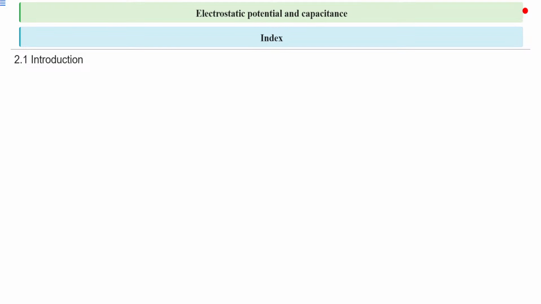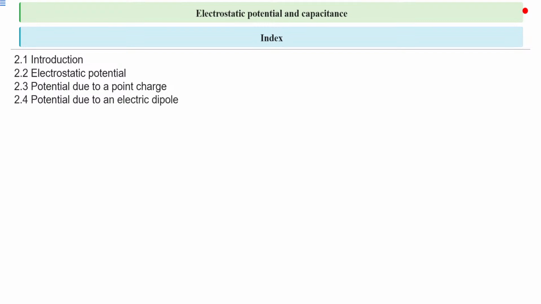So this is the index of the topics that we are going to discuss today. First of all, introduction of electrostatic potential, energy and potential. After that electrostatic potential, then potential due to point charge, then potential due to electric dipole, and at last potential due to a system of charges.